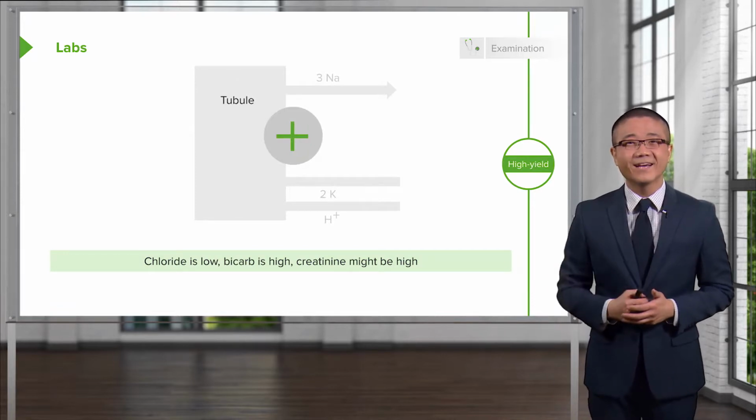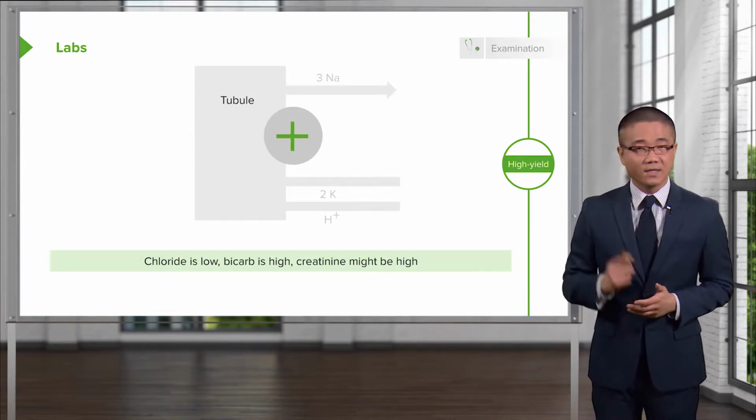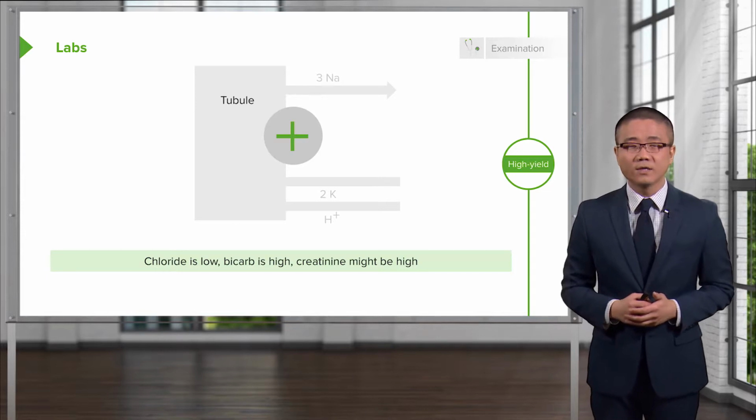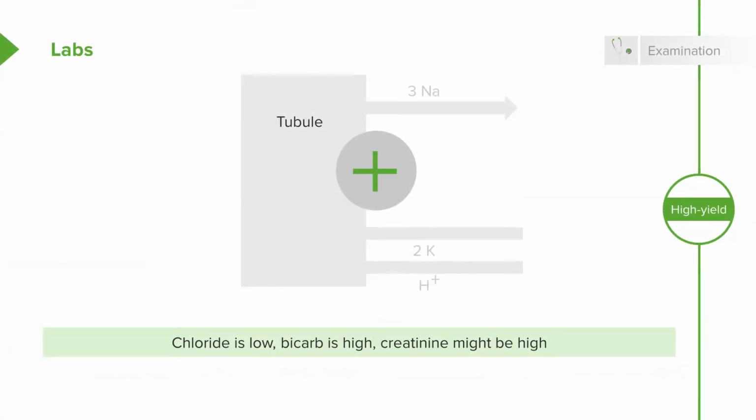Here's the mechanism of action of aldosterone. Commit this to memory, it's very important. In the distal collecting tubule, you'll notice the rectangular box simulates the tubule. In this 3 sodium, 2 potassium, 1 hydrogen pump, you'll notice that aldosterone tries to hold on to the sodium while sacrificing potassium and hydrogen into the tubule, which is then later excreted.